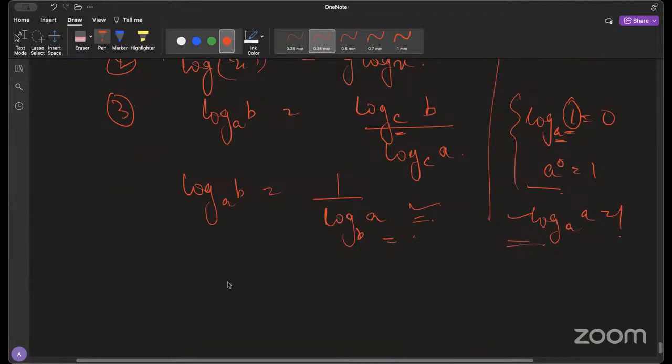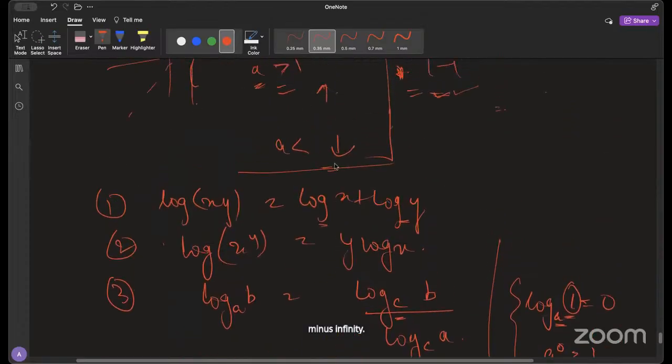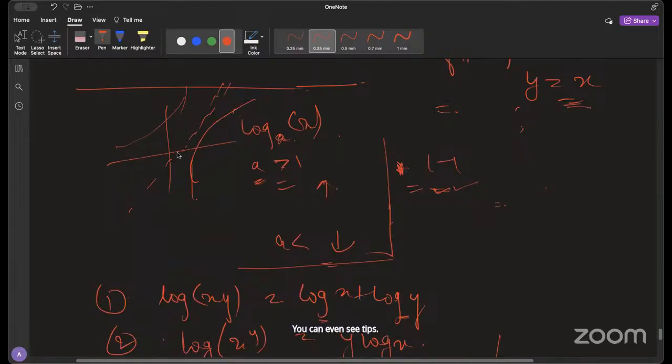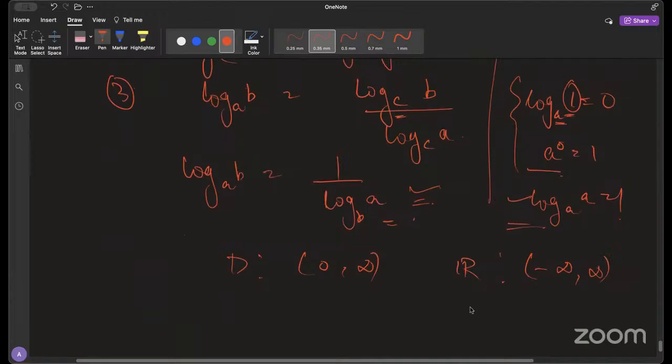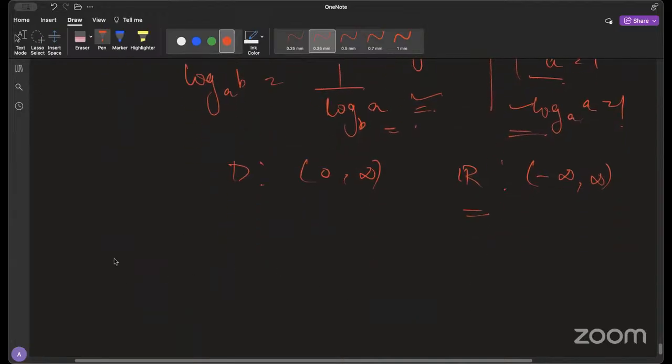And then we have the domain and range for log again. So domain is obviously 0 to infinity, and range is from minus infinity. Right? You can even see it there. Then let's just do some questions without indulging into the theory much.